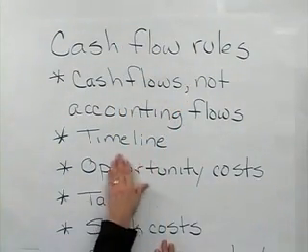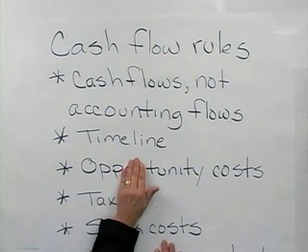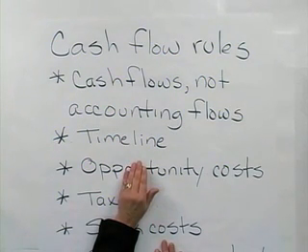The next thing you need to make sure of is your timeline. Make sure you are having the expenses occur when they occur. Again, we don't care about what the accounting rules are, we don't care what the IRS says. We want to make sure the cash flows are occurring in the timeline when the company actually had the expenditure or actually had the revenue. So very important to make sure you've got a correct timeline.